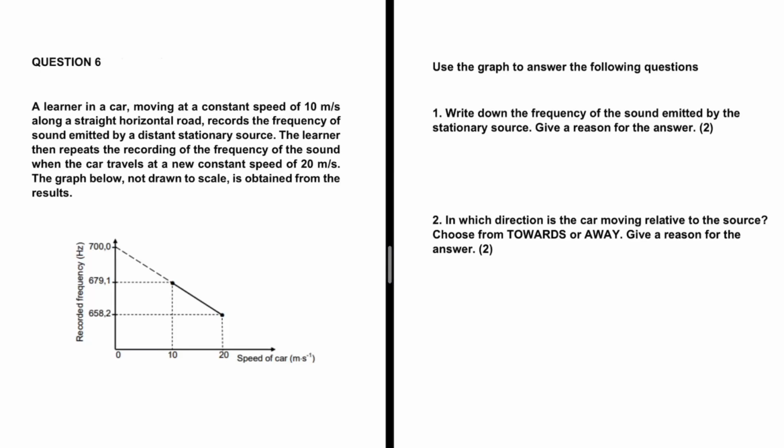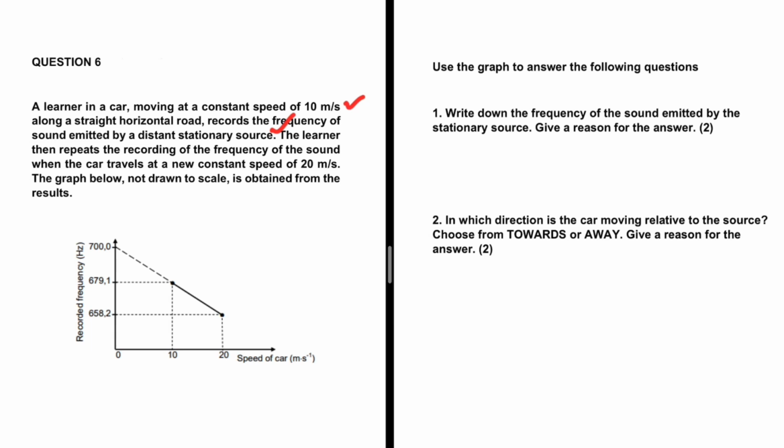Use the graph to answer the following questions. Let's go ahead and take a look. So we have a learner in a car moving at a constant velocity of 10 meters per second along a straight horizontal road. The learner records the frequency of sound emitted by a distant stationary source.